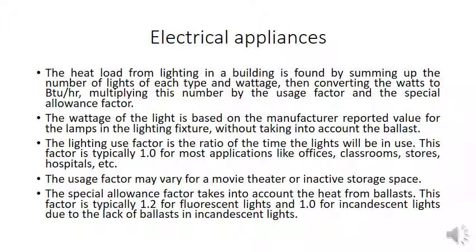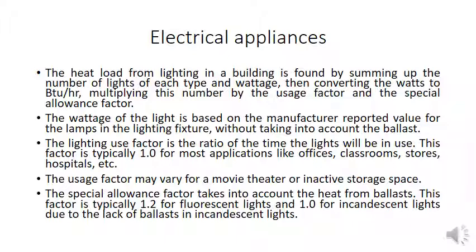Now internally, electrical appliances may generate some heating load. So the heat load from the lighting in a building is found by summing up the number of lights with their wattage and converting these wattages into British thermal units per hour, multiplying this number by the usage factor, and if required, then a special allowance factor. So all the lighting will be considered in this manner. The wattage of the light is based on the manufacturer reported value for the lamp in the lighting fixture.